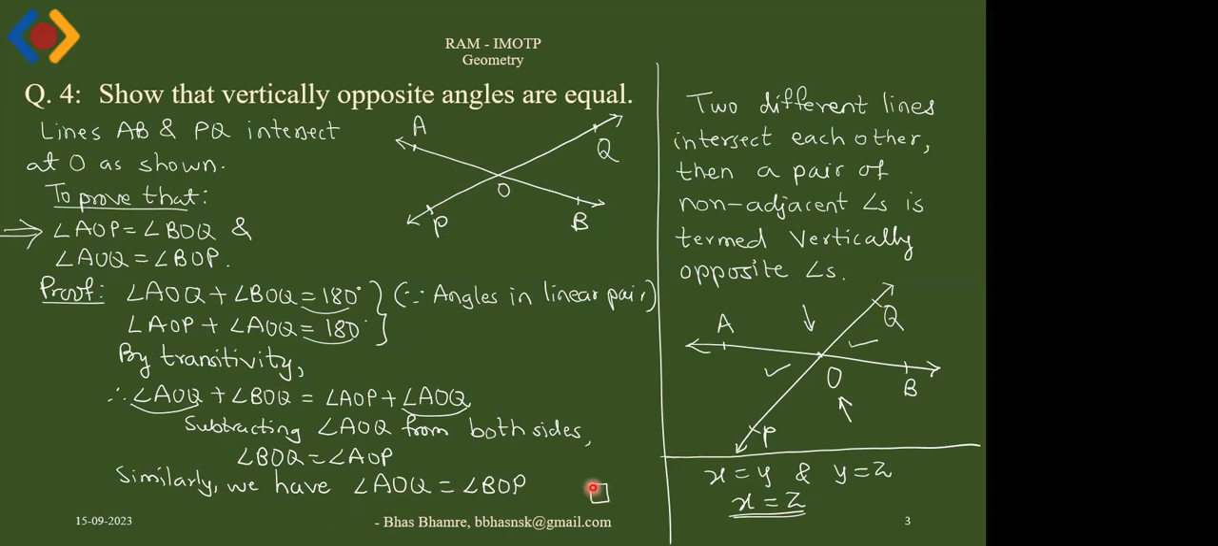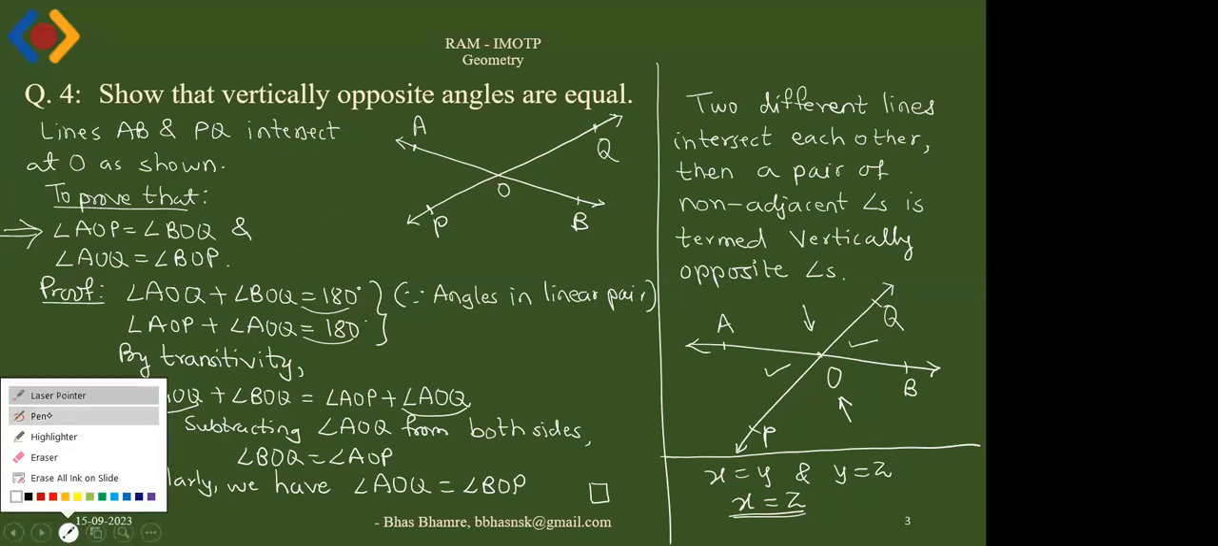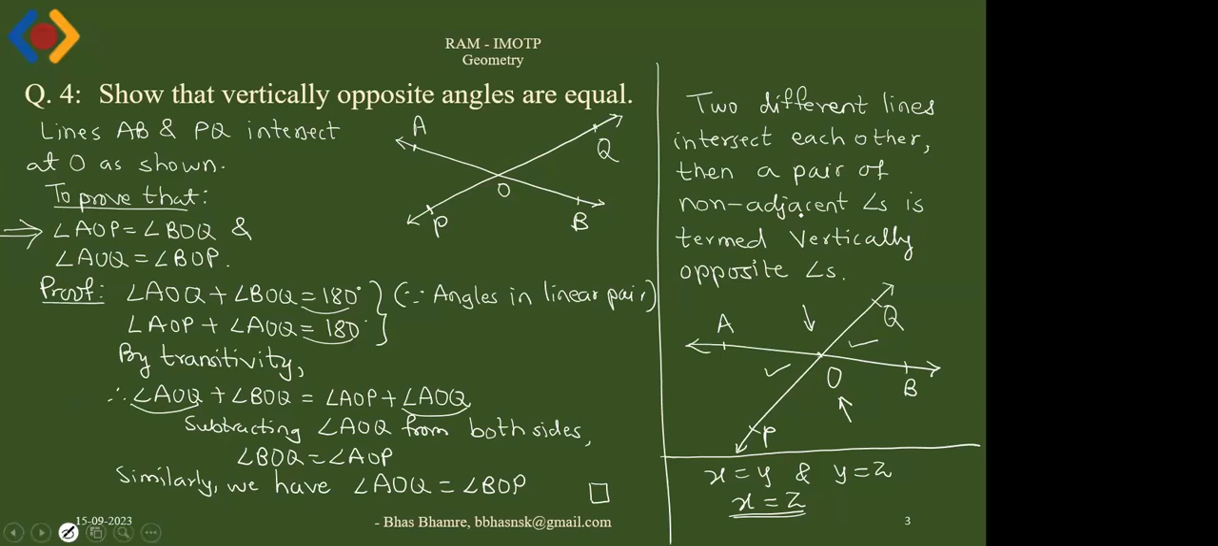So we make a box. That box shows completion of the proof. Many times, in many good books, such boxes are used. Yes, Arnika? Sir, while defining the vertically opposite angles, you said that they were non-adjacent angles. So what exactly could we define adjacent angles as?